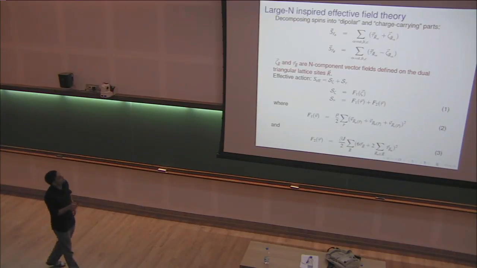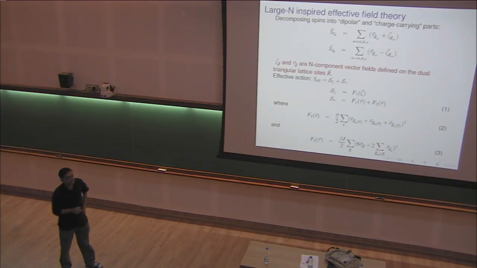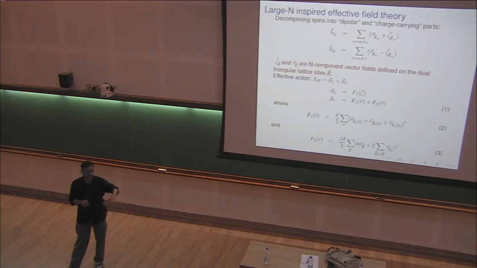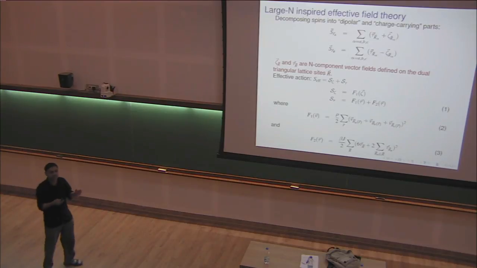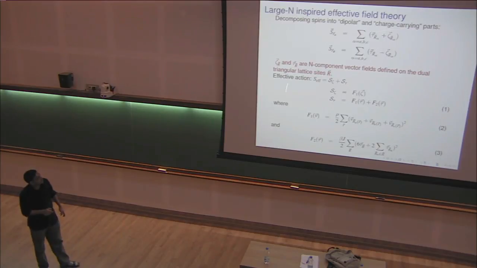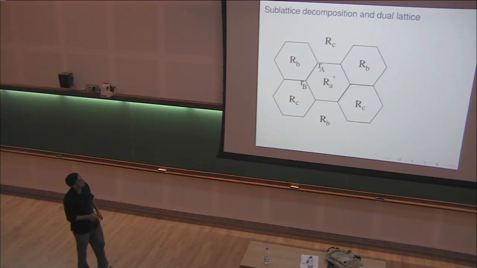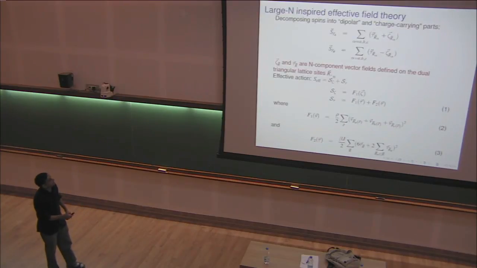You decompose the spins into what I call a dipolar part. This is the part that respects the fact that in the low temperature limit, all the spins on a hexagon would like to add up to 0. And a charge carrying part, which is the part that violates this energetic constraint in the low temperature limit. And the way you do that in this case is take a spin on the A sublattice of the honeycomb net, let's say this one. It's surrounded by 3 sites of the dual triangular lattice, RA, RC, RB. And the decomposition then of this spin is into 2 terms.